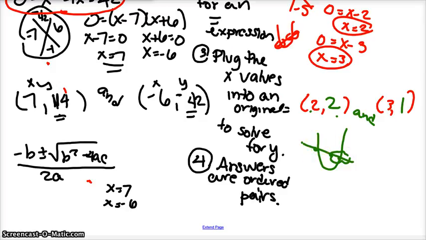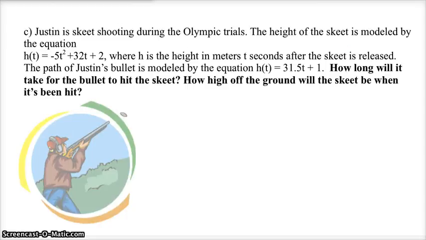All right, and I think we have one more. It says Justin is skeet shooting during the Olympic trials. The height of the skeet is modeled by the equation. Okay, so here's my little clip art thing. So here's the gun and here's the thing that they're shooting. So this is where they say pull, and the thing kind of shoots up that plate behind them, and then they try to shoot it while it's in the air. So the projectile, it says the height of the skeet is modeled by.